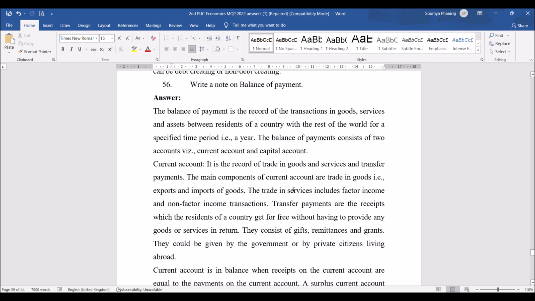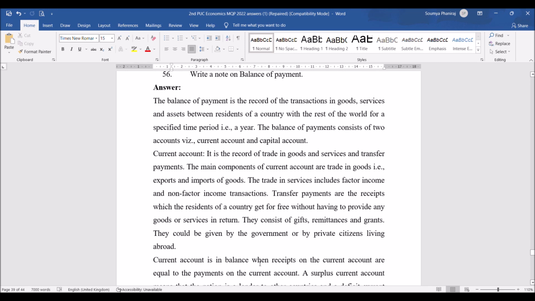56th question, write a note on balance of payment. Again, this is also a macroeconomic concept. Balance of payment is the record of transactions in goods and services, assets between residents of a country with the rest of the world.